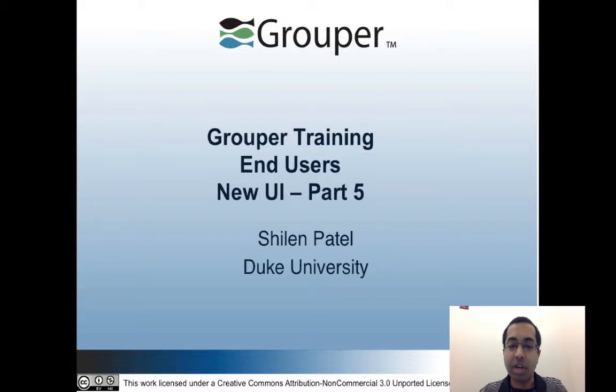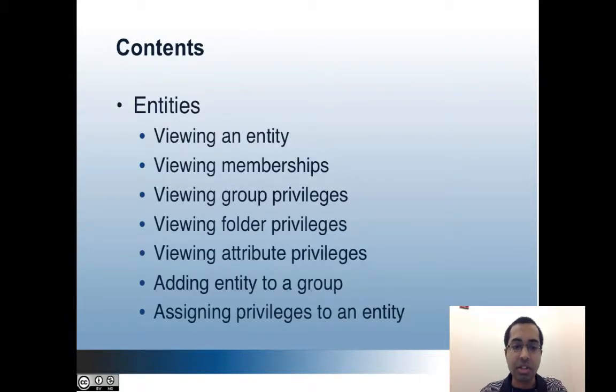This is the end users track of the Grouper training, and this is part 5 of the new UI training. So these are the topics that I'll be covering in this part. This part focuses on things that you can do when viewing entities, for instance, people. So I'll show how you can view an entity, how you can view memberships of that entity, view group privileges, folder privileges, attribute privileges, and adding entities to a group or assigning privileges to an entity.